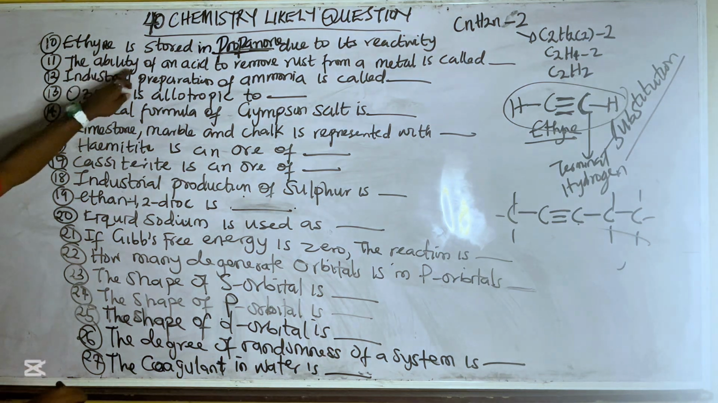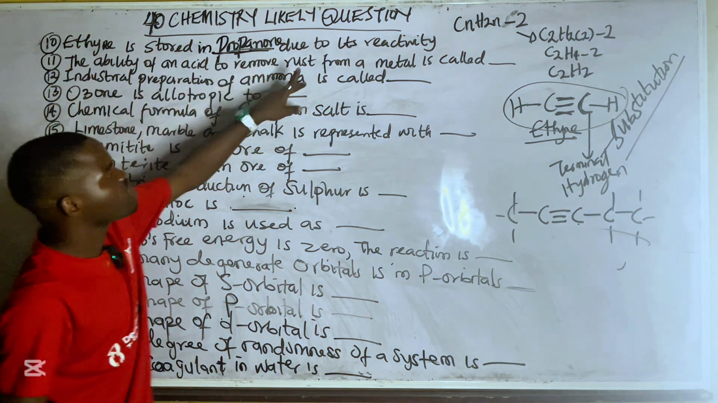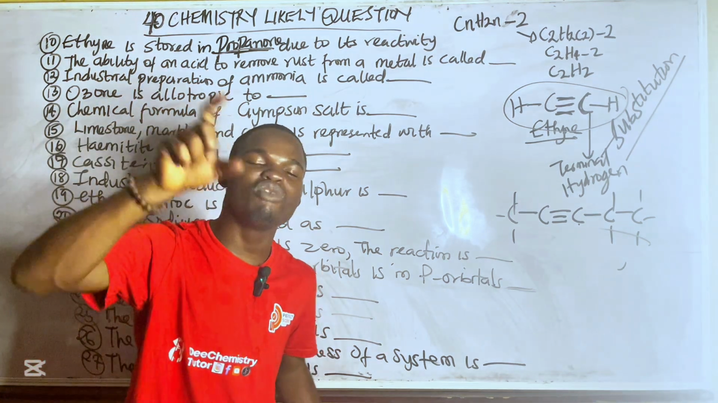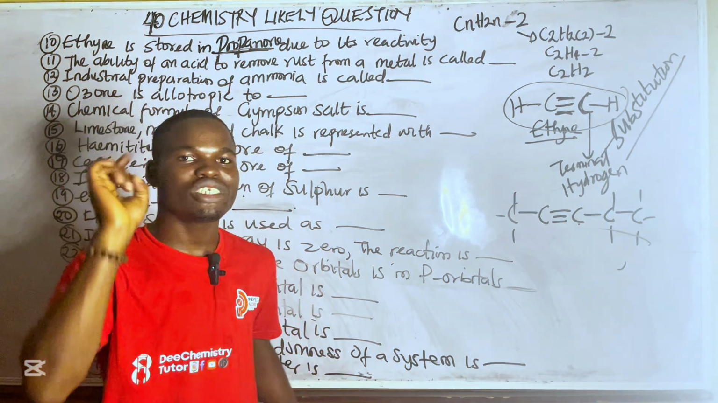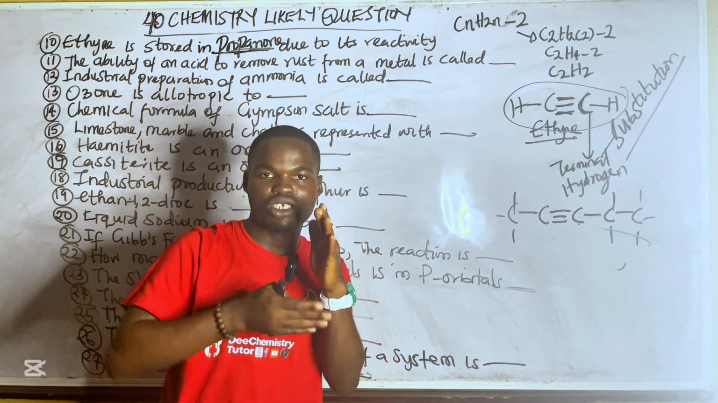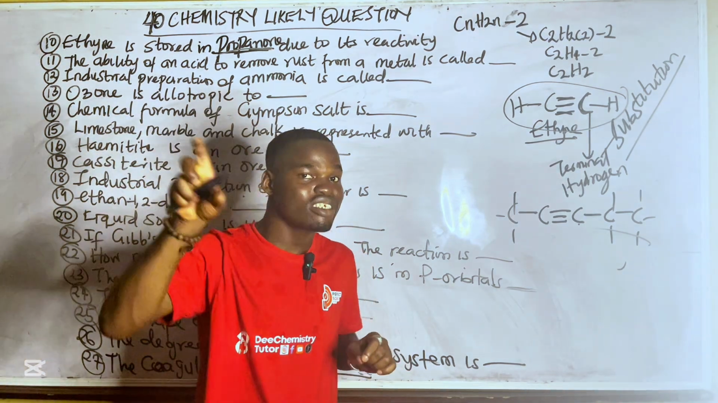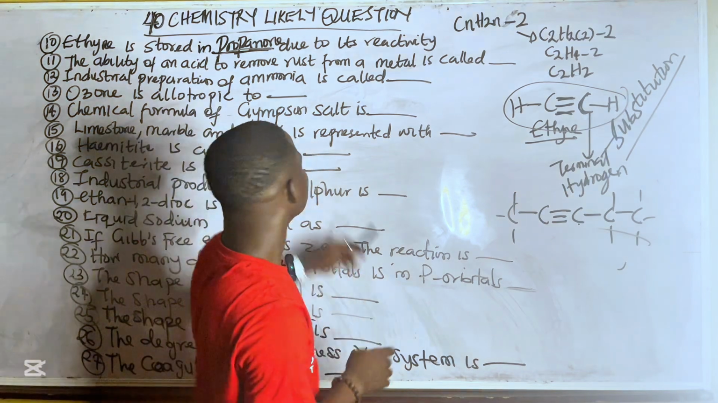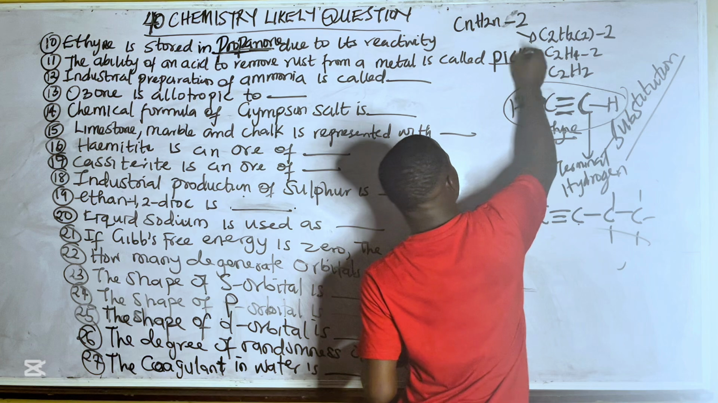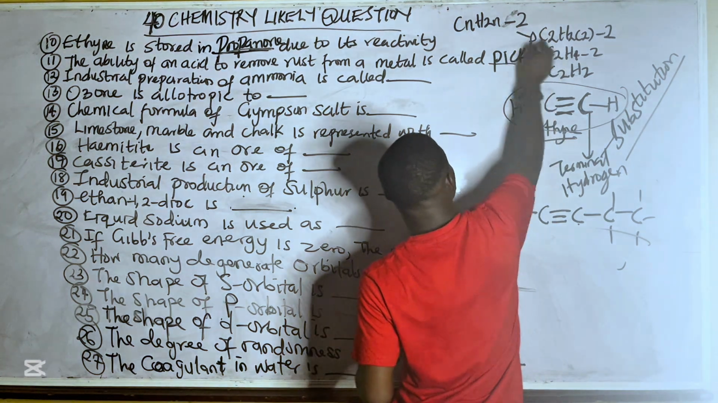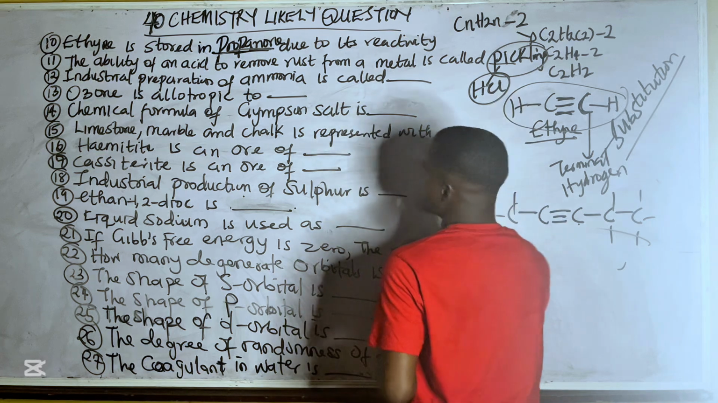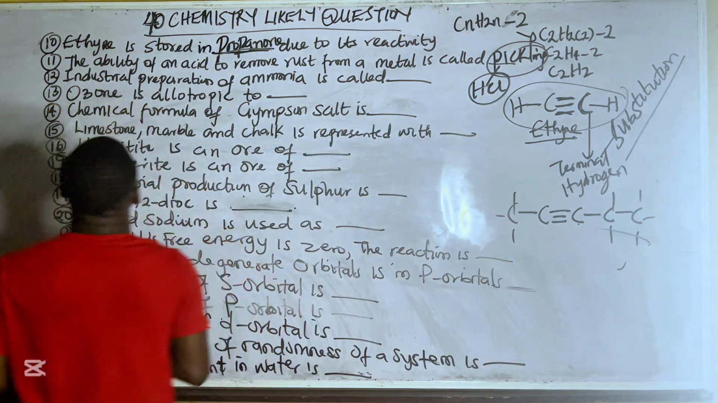Now, the ability of an acid to remove rust from a metal is called dash. Don't forget, I told you the other time that when you want to do flame test, you use HCl to clean the wire. So this ability is called pickling. Pickling. And the acid we use majorly is also HCl. Take note of that.